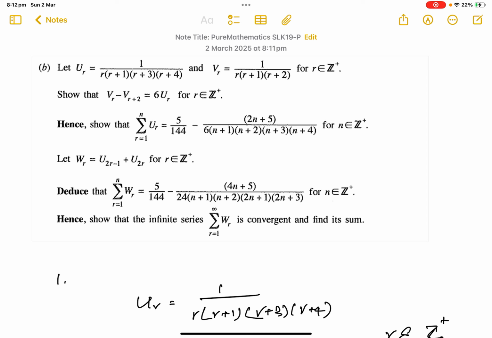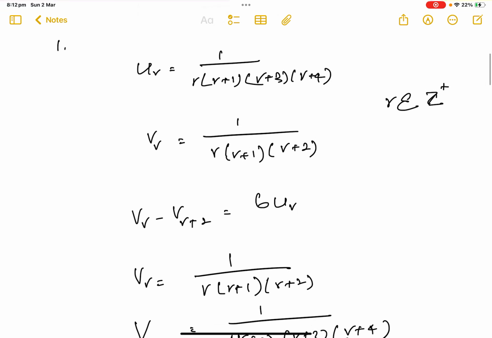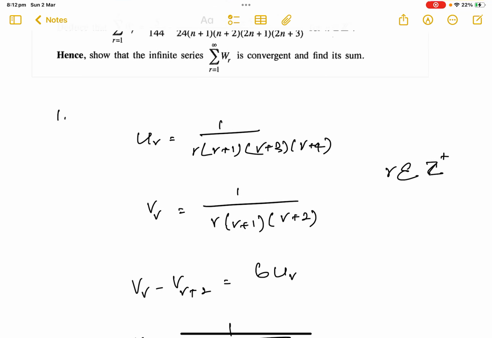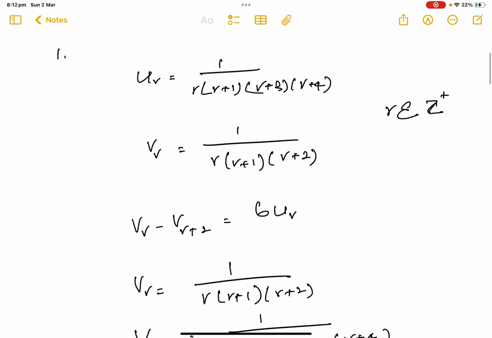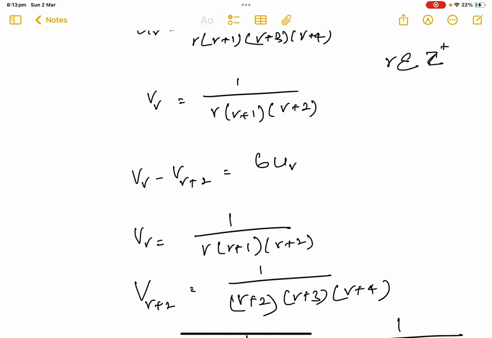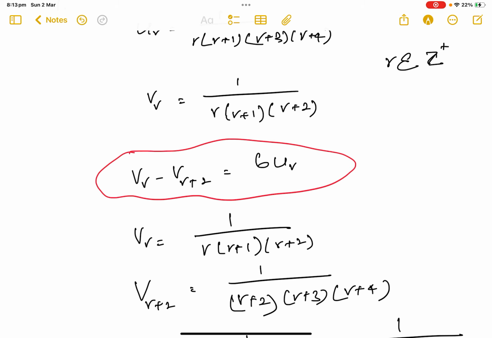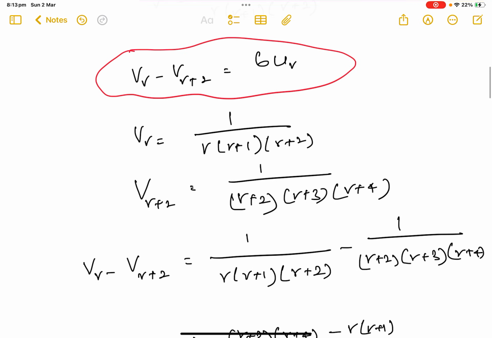So let's prove that first. U_r is given as 1 over r times (r plus 1) times (r plus 3) times (r plus 4). And V_r is given as 1 over r times (r plus 1) times (r plus 2). What we need to prove is that V_r minus V_(r+2) is equal to 6 U_r. So let's start with V_r.